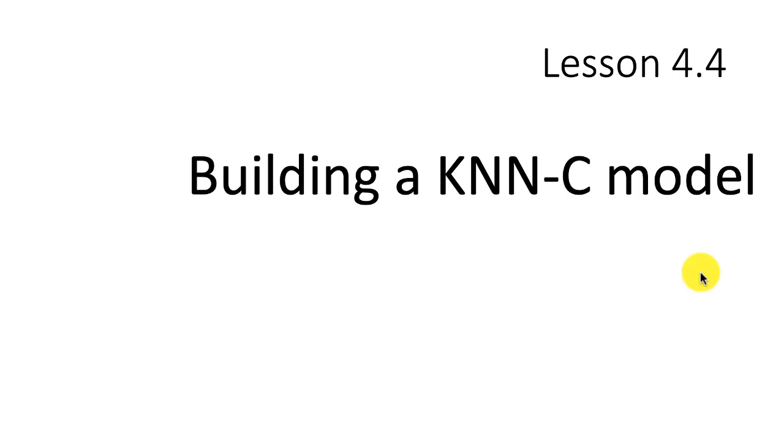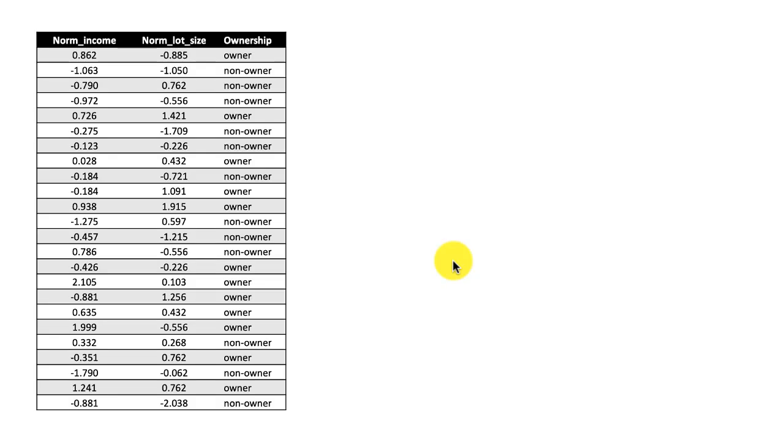Now that we have a clear understanding of the intuition behind the KNN classification model, not only that, we have also looked at how exactly to operationalize this intuition of distance or similarity. Now that we've looked at all that, let's go ahead and take a look at actually how to build KNN classification models. Okay, so once again, here we have our data.